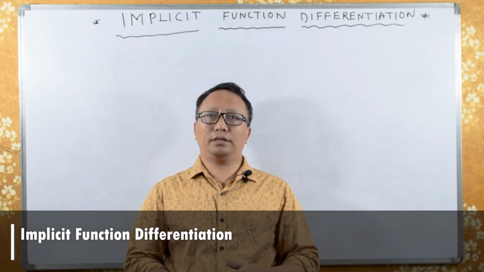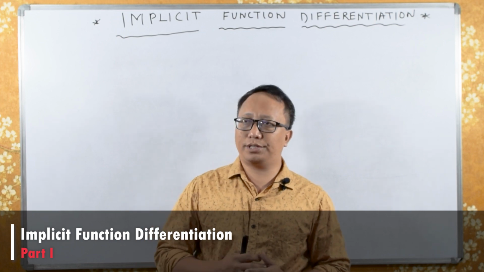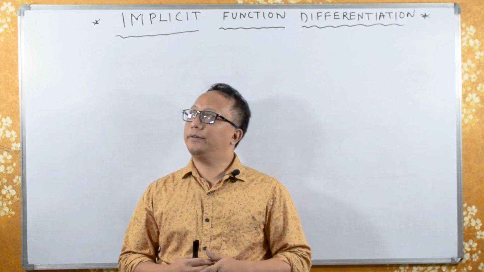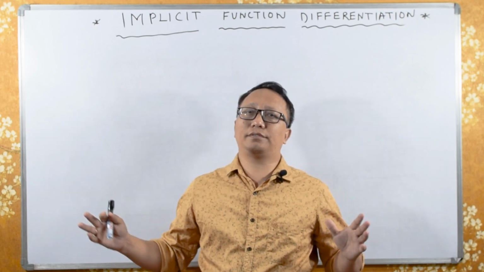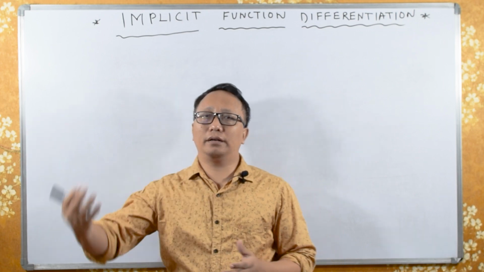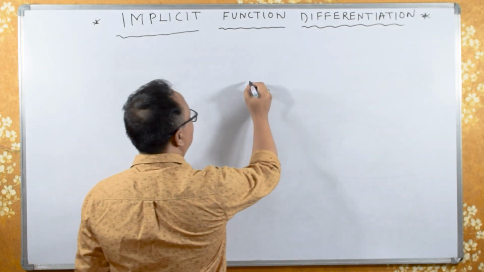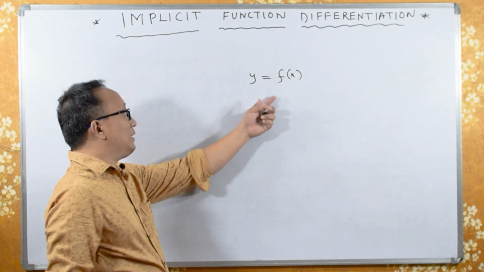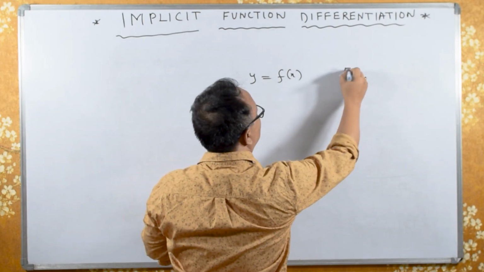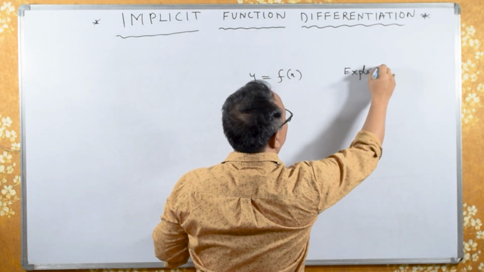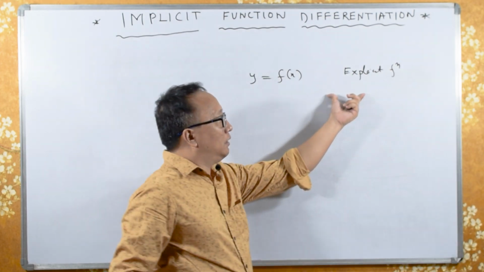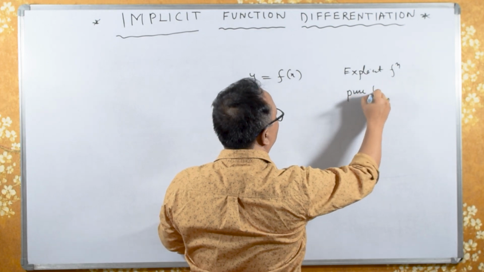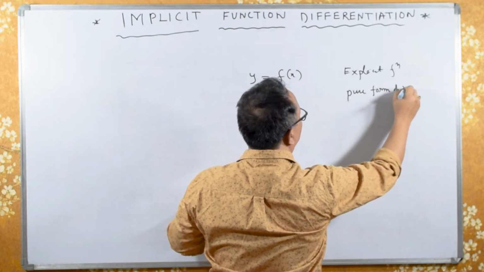Today I will be speaking about implicit functions of differentiation, how to differentiate implicit functions. Whatever we have been differentiating till now are all explicit functions. Explicit means we can convert it totally into x. For example, if y equals a total function of x, that's called an explicit function, completely in pure form of x.